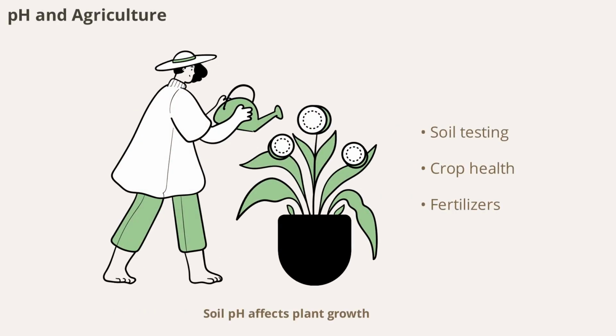Soil pH affects plant growth. Farmers test soil pH to ensure crops get the nutrients they need.